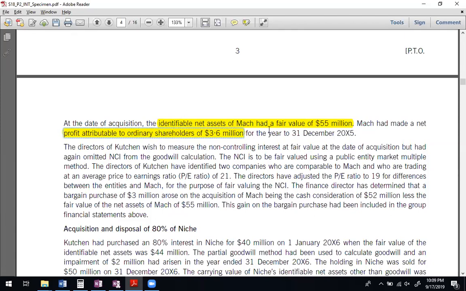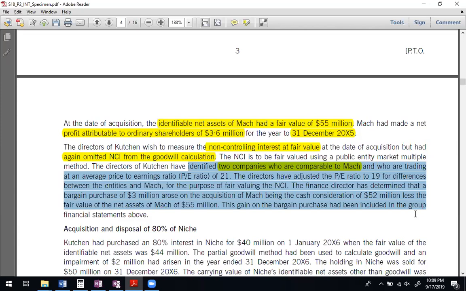Okay, for the year ended 31st December 2025, the directors of Kuchin wish to measure the non-controlling interest at fair value, which again means the full goodwill method, at the date of acquisition, but had again omitted NCI from the goodwill working. So we again need to add the same thing as the previous part. The NCI is to be fair valued using a public entity market multiple method. The directors of Kuchin have identified two companies who are comparable to Match. Basically, this method is nothing as such. Rather, the question is automatically going to tell us what we are going to do.